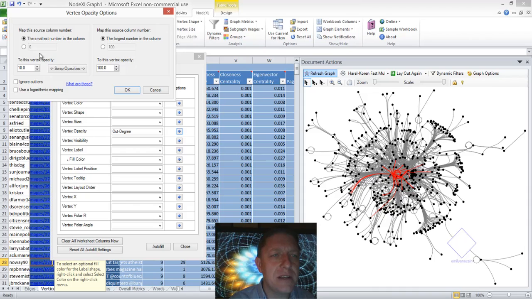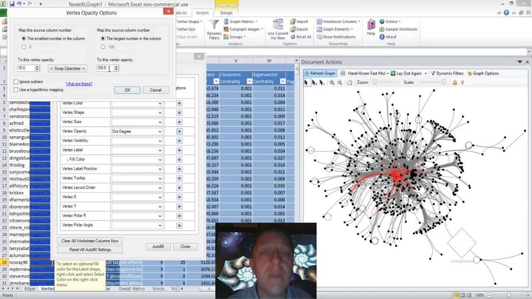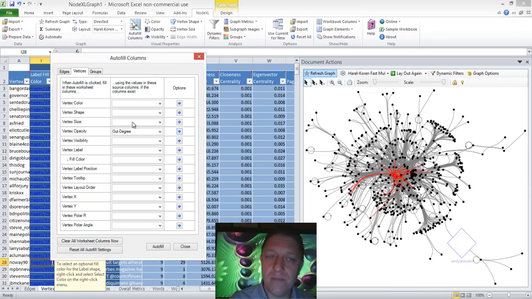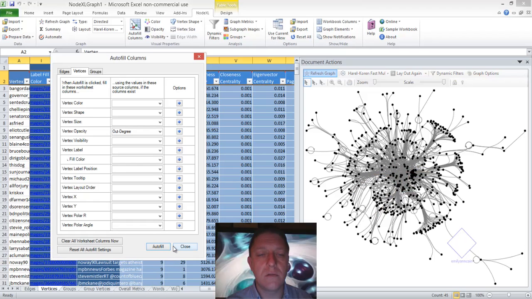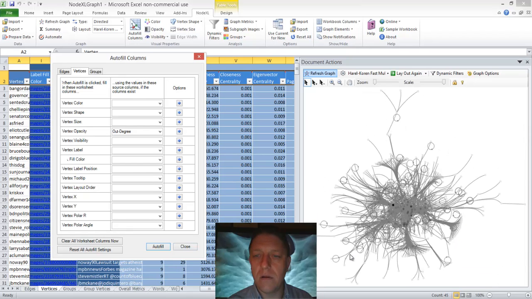So when I go to options, it says, I want to map, which means assign, really, the smallest number in the column to an opacity of 10%, only 10% there. The largest number in the column is going to have 100% opacity, which means it's solid. You can't see through it at all. And then I'm going to hit OK. And then I'm going to autofill. And let's see what happens. I don't know what'll happen. Wow.